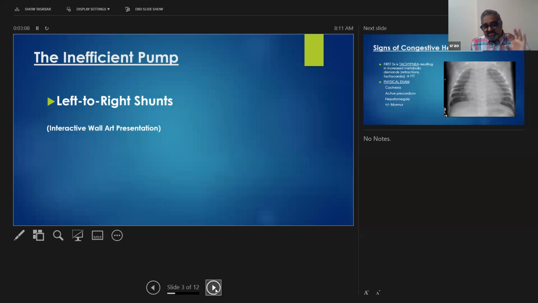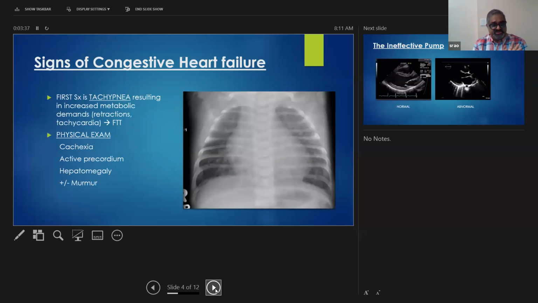Now, notice I didn't put things like ASDs on there, because ASDs do not cause congestive heart failure in the sense of they cause congestion, not congestive heart failure. And the reason is because it's a low pressure setup. And so ASDs tend to be much more insidious and indolent and long lasting before you get symptoms. But left to right shunts in VSDs and PDAs are much more common and show up much sooner. So what are the first signs of congestive heart failure?